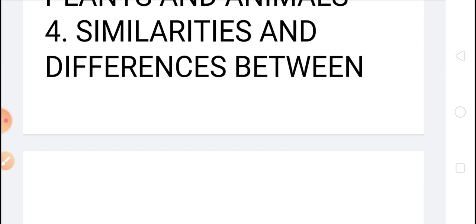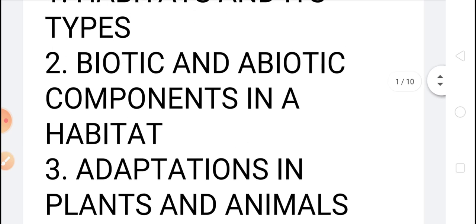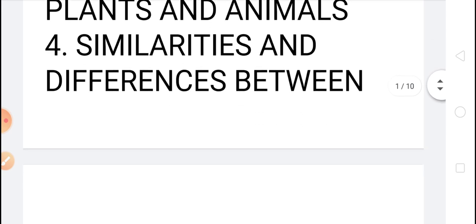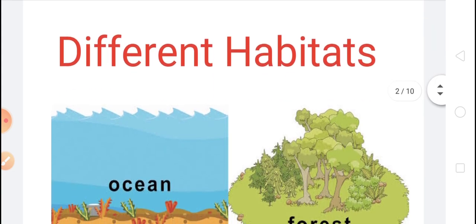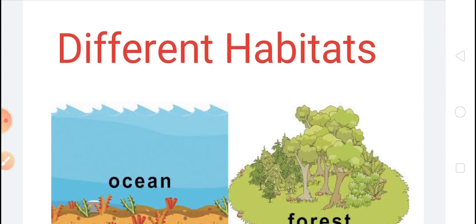It means at the end of the lesson we will come to know about this topic. Okay, we are going to study this topic in this lesson. So let's start with habitat and its types.